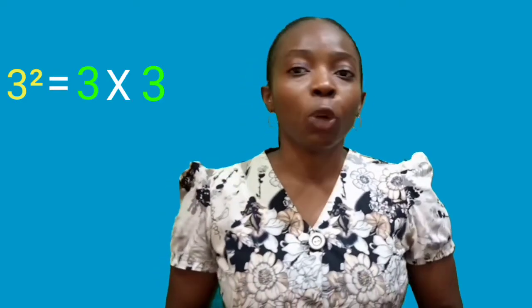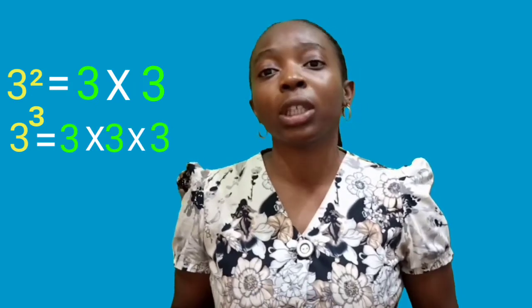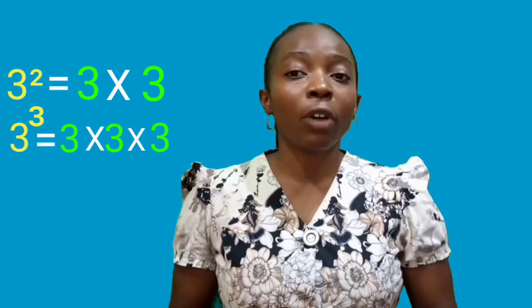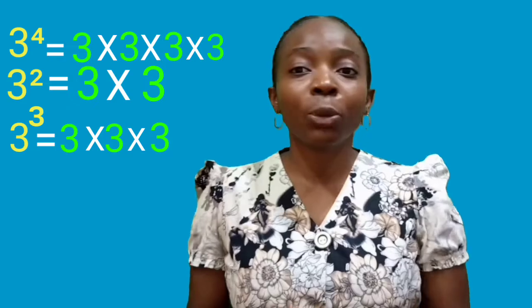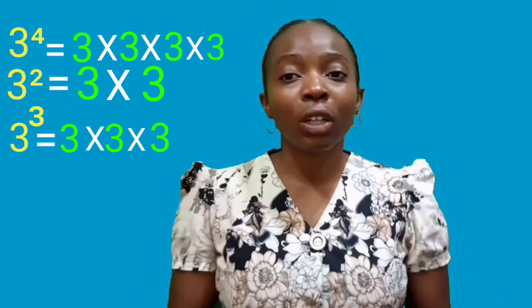When you have 3 to the power of 2, it simply means 3 times 3. And when you have 3 to the power of 3, you have 3 times 3 times 3. And when you have 3 to the power of 4, you have 3 times 3 times 3 times 3. It's absolutely easy, guys.